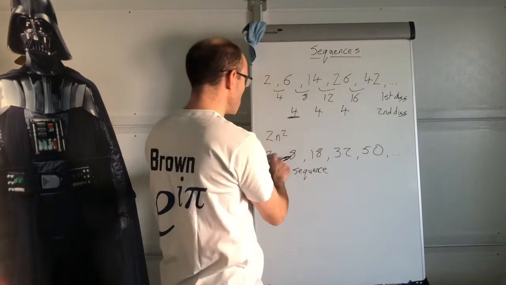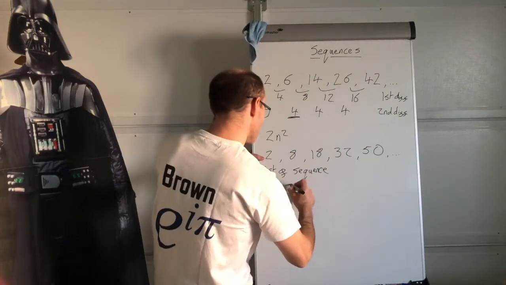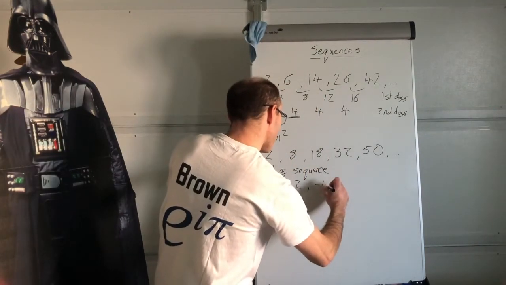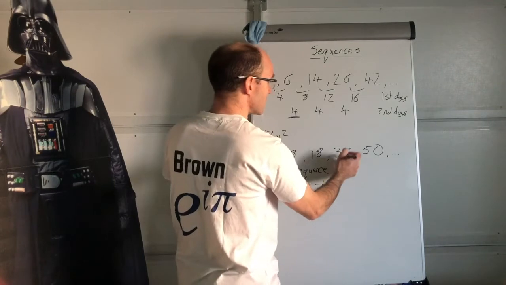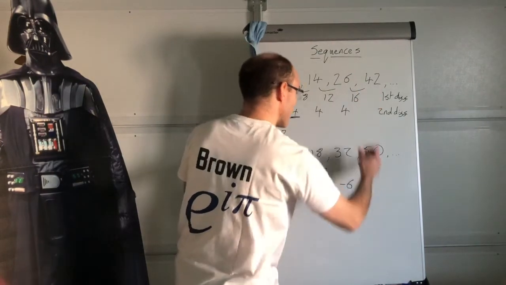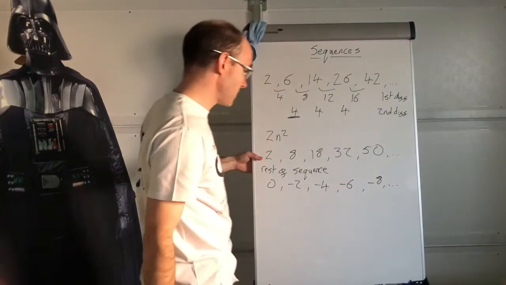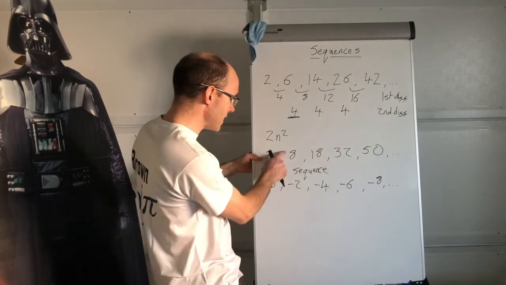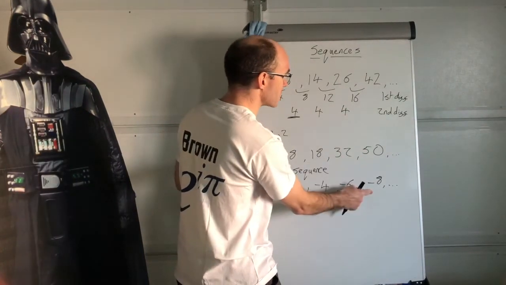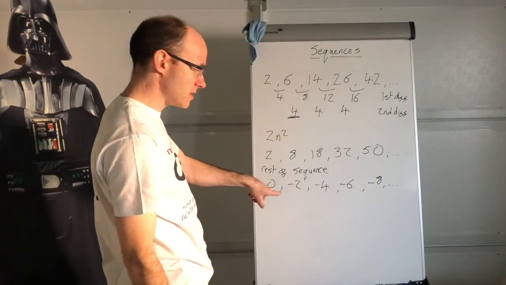So 2 plus 0 gives us 2. 8 subtract 2 gives us 6. 18 subtract 4 gives us 14. 32 subtract 6 gives us 26. And 50 subtract 8 gives us 42. Can you see how that works? If we did 2 plus 0, 8 subtract 2, 18 subtract 4, 32 subtract 6, 50 subtract 8, we get to this. We now find the nth term for this.